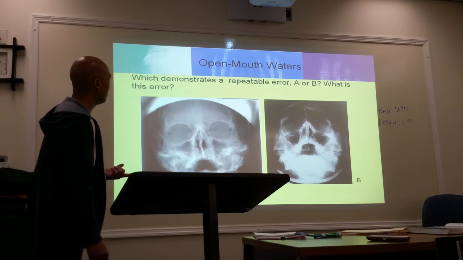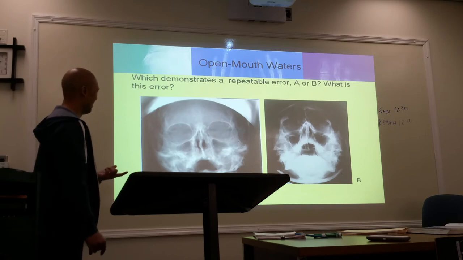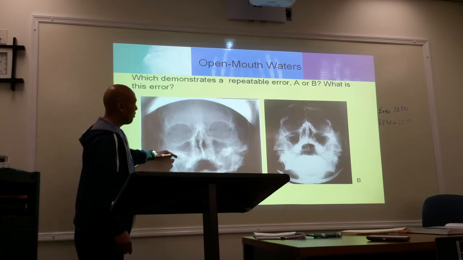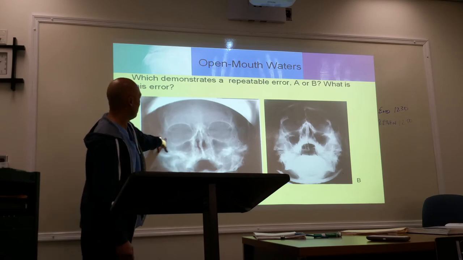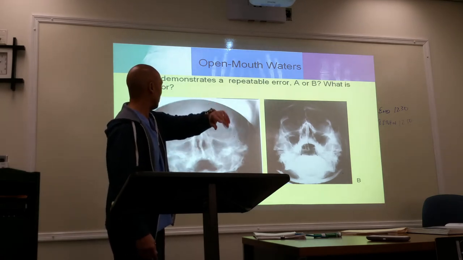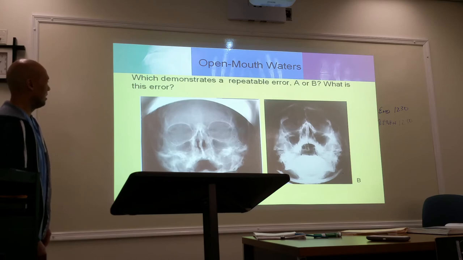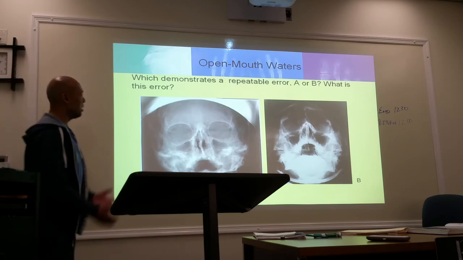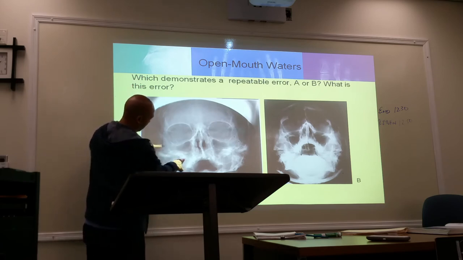Which demonstrates a repeatable error, A or B? This is an open mouth Waters. I'm going to say A. Where should the petrous ridges be? Way down. And maybe rotation too. That's your axial right there. This is our open mouth Waters. So again, in a Waters, petrous ridges should be below the maxillary sinuses. The apex of the sinus is down here, your ridge is up here. So we need to bring it below.